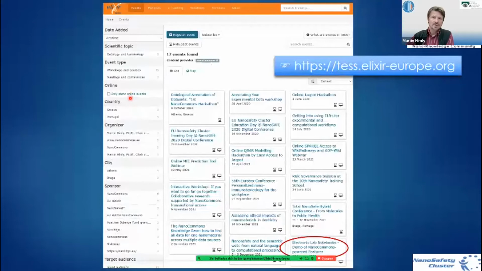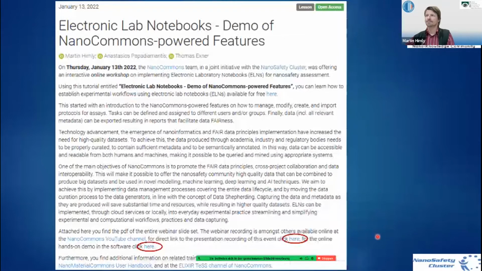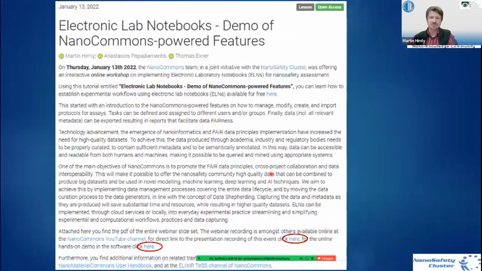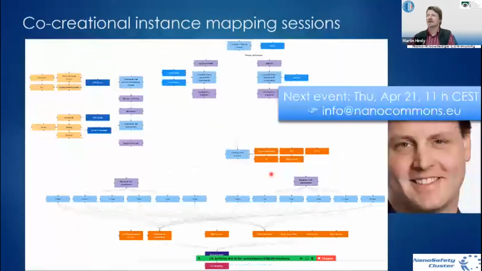We also collaborate with the ELIXIR TeSS training platform, and you would find these training events and access to the materials located there. This is, for example, just a picture of how this looks, and there is of course some background information, and by clicking here you would be guided to the resource materials.